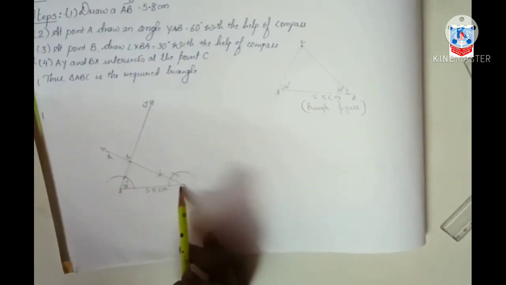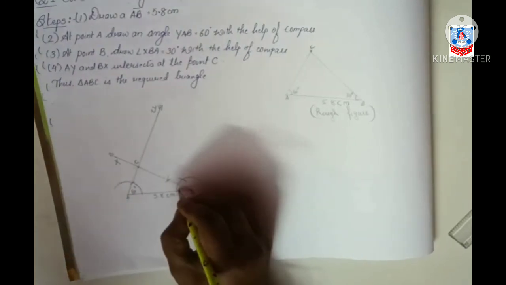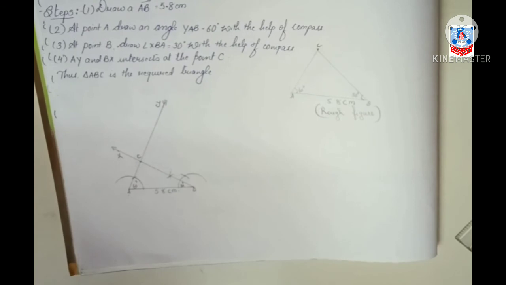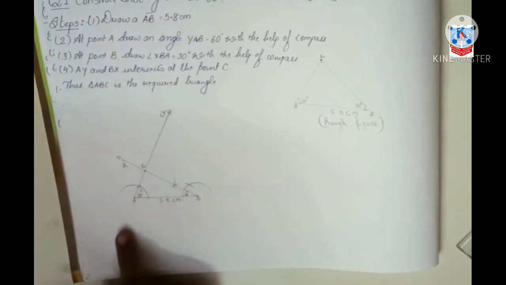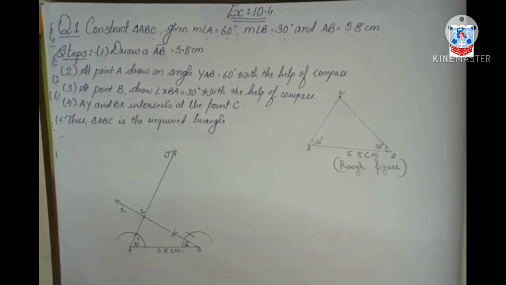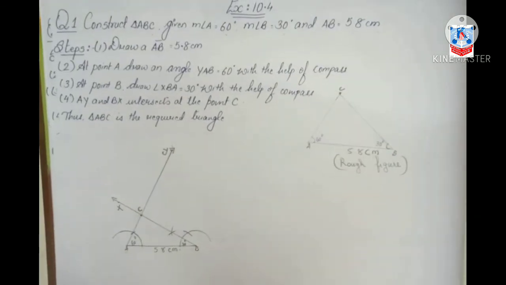Okay. Now ABC, this is our required triangle. Understood? This way you will draw with the help of compass. Let us continue further in our next class.